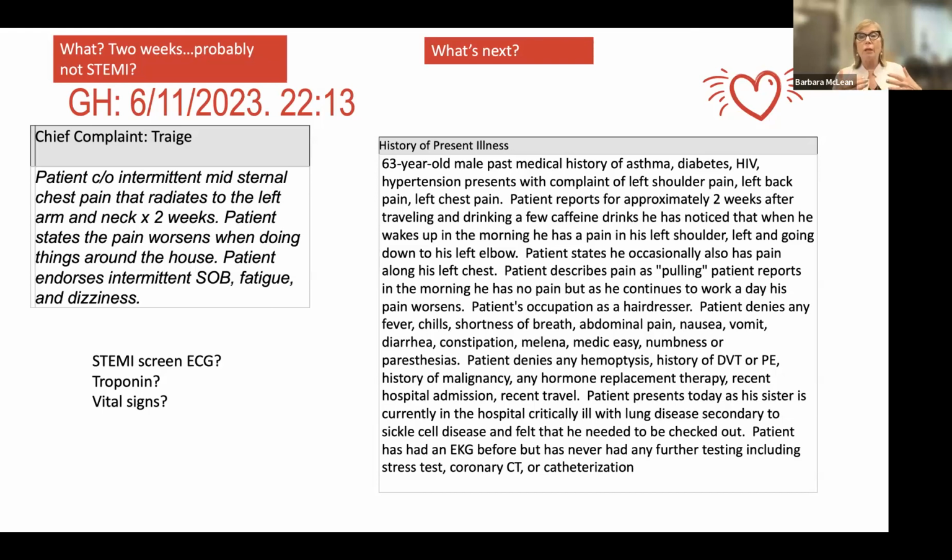She's very critical. And the sister says to him, this is causing me too much stress. It's exacerbating my sickle cell disease. Go to the ER and get checked out.